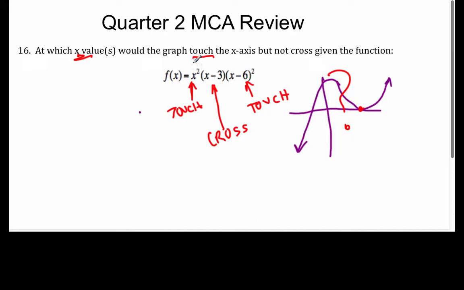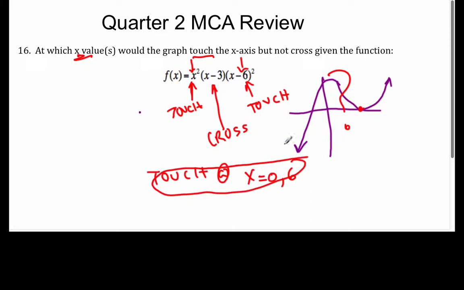So it will touch the x-axis only at, well, let's see, what would make this whole part 0 is when x is 0. And here, what would make this part 0? When x is 6. So that's where it just touches the x-axis and doesn't cross. Okay, I just wrote right through that, so let's rewrite it. So x is equal to 0, 6. That's where it touches only. All right, so now let's move to number 17.